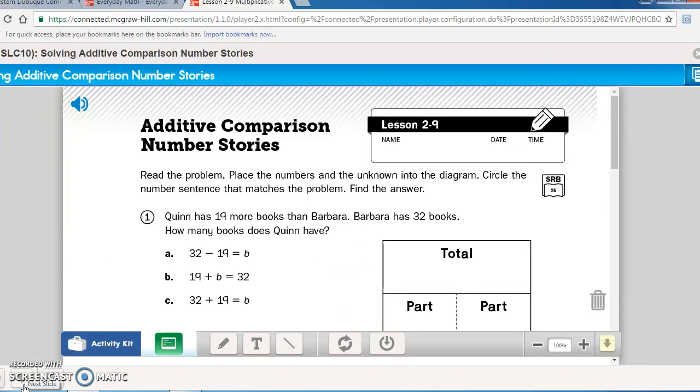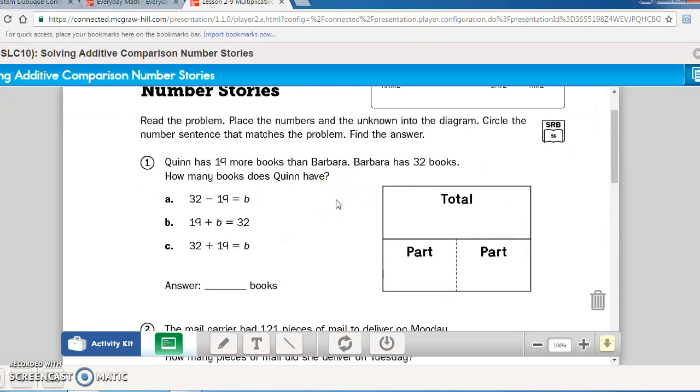Now you're looking at additive comparison number stories. And for this, you are going to need to come get Math Masters page 75, or look on the back side of your other sheet. And it says, additive comparison number stories. Read the problem and place the numbers and the unknown into the diagram. Circle the number sentence that matches the problem and find the answer. So, Quinn had 19 books more than Barbara. Barbara has 32 books. How many books does Quinn have?